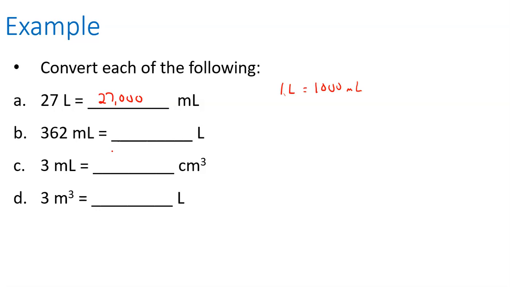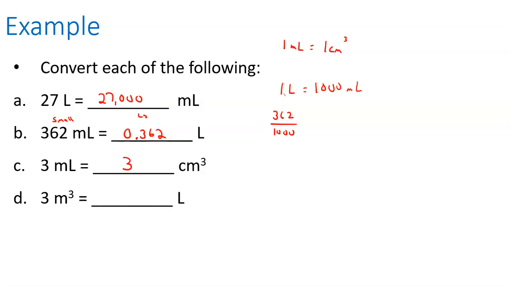All right, this one goes in the other direction, 362 milliliters. So now this is a small measure. This is a much larger measure. So to go from one to the other, you would divide. So you would take 362 milliliters, divide it by 1,000 milliliters in a liter, and you would end up with 0.362 liters, right? 362 milliliters is just a little bit more really than a third of a liter. All right, how about 3 milliliters? Remember we said that a milliliter is the equivalent of a cubic centimeter? So 3 milliliters should be 3 cubic centimeters.